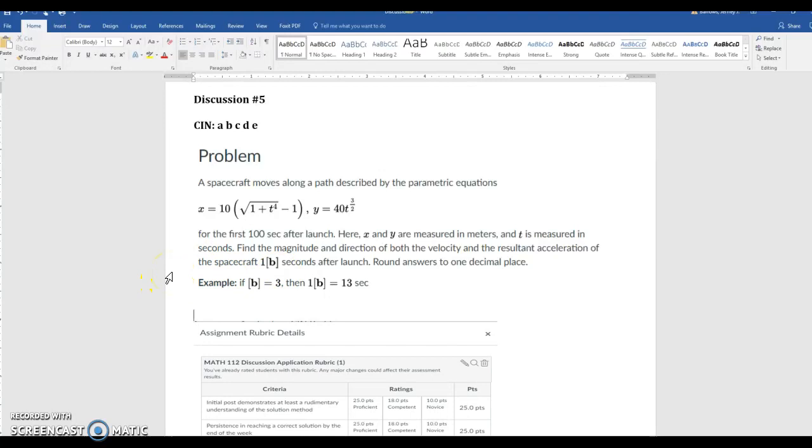So again, a spacecraft moves along a path described by these two parametric equations for the first 100 seconds after launch. It says here x and y are measured in meters and t is measured in seconds. Find the magnitude and direction of both the velocity and the resultant acceleration of the spacecraft. Part 1b is something in the teens, probably seconds after launch, where you're going to substitute your value of b.